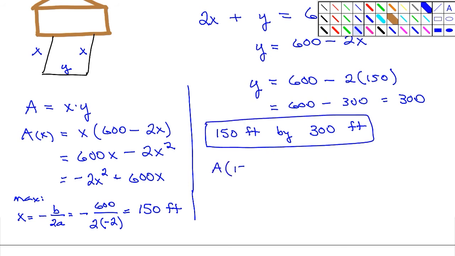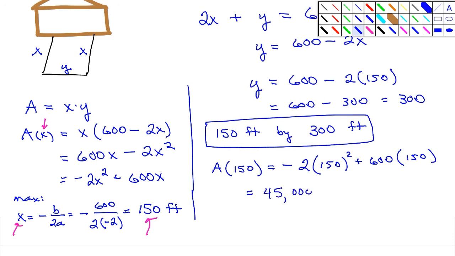And then A of 150. Now you may say, well, why did I choose 150 and not the 300 to plug into the A? Well, remember what A is. A is a function of x, and the x is 150. The y is 300, but my function A is not a function of y. It's a function of x. So this is negative 2 times 150 squared plus 600 times 150. And that is equal to 45,000 square feet. And there you go.